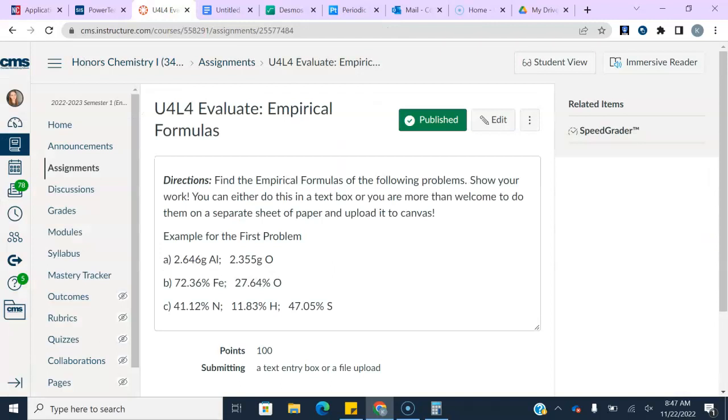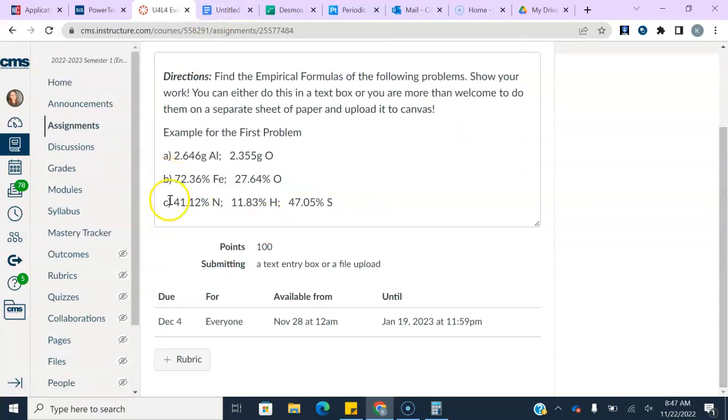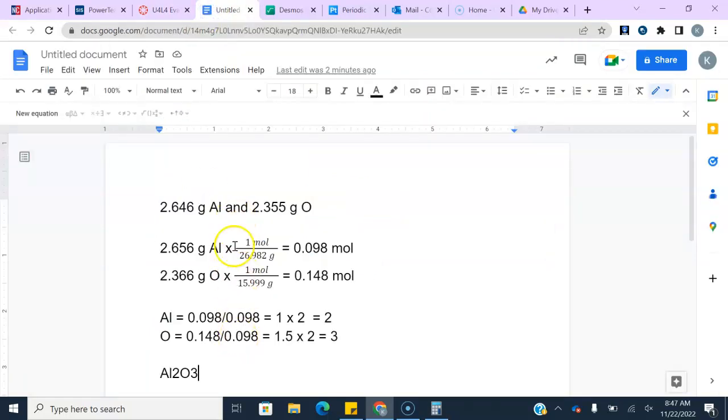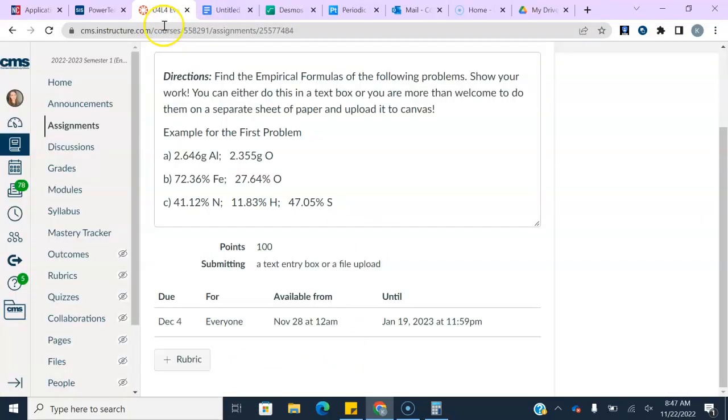So you don't have to do A when you're writing it down. If you wrote it down while you're doing this video, perfect, but I want to see you guys do B and C. Again, you can either do it in the text box, and it should just look similar to this. So if you're doing it in the text box, this is how you would show your work. And of course, if you're doing it by hand, you just write it down.